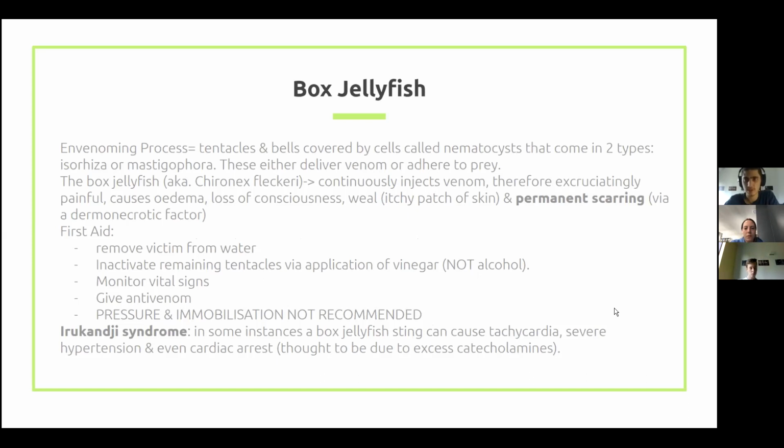So now the second species, the box jellyfish. They have tentacles with two different types of nematocysts, which are the specialized cells. They either deliver the venom, so they're the venomous ones, or they're the things that stick on, which is annoying because then it's harder to remove. In terms of symptoms, especially with the box jellyfish, there is terrible pain, edema, which is fluid accumulation in certain areas, usually the legs or lower extremities, loss of consciousness, wheal, which is itchiness in the area of skin, and then permanent scarring.